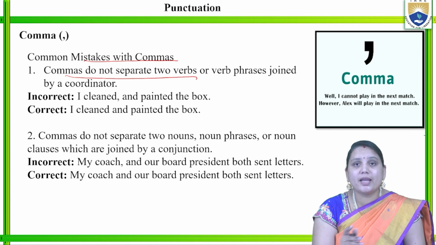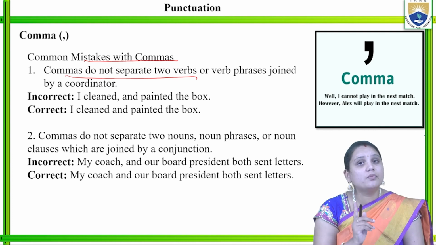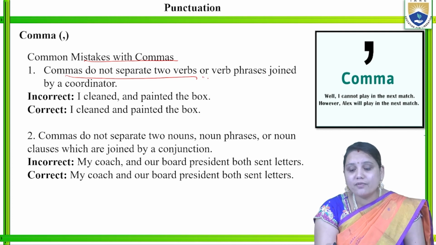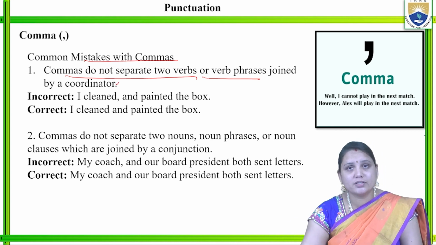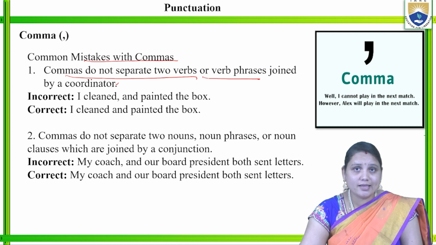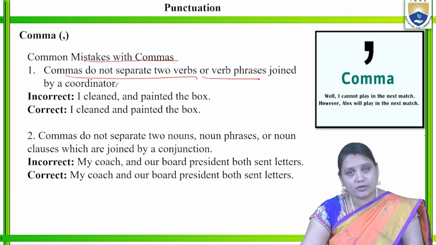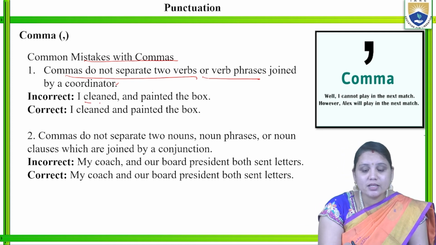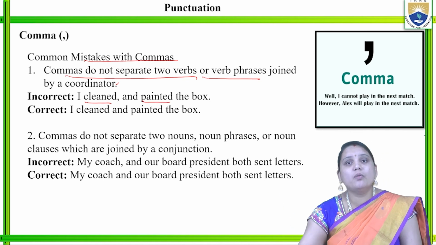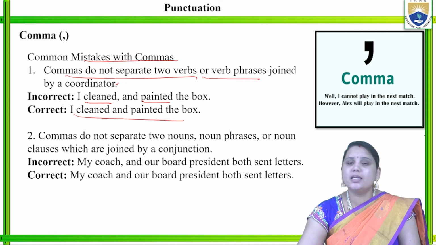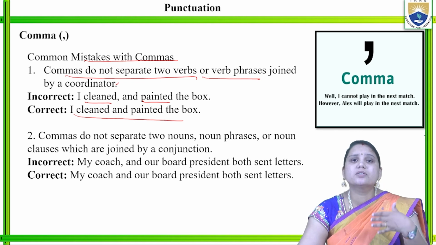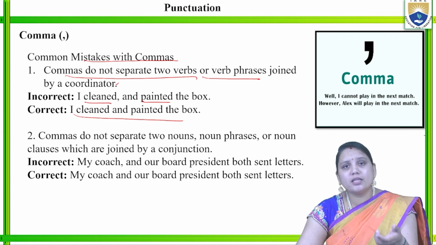Commas do not separate two verbs. What are verbs? Action words or verb phrases joined by a coordinator. For example, look here, sentence. I cleaned and painted the box. Cleaned is a verb. Painted is also a verb. Now, how can we write? I cleaned and painted the box. Here we don't need to use a comma. We can directly use a conjunction, a connective word there.